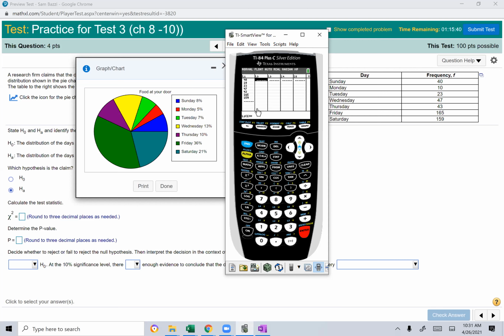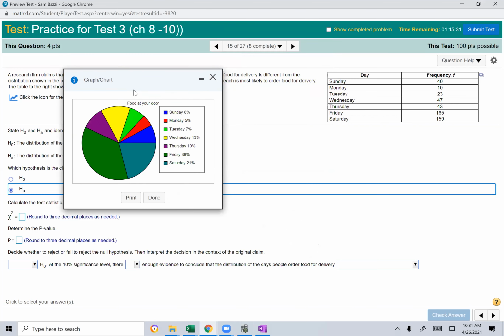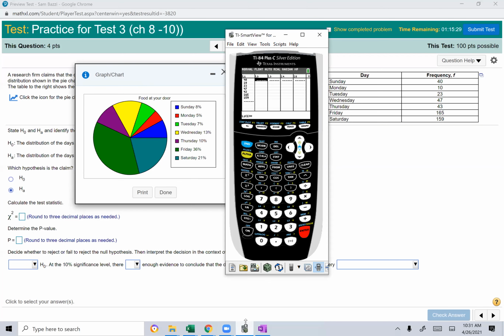Okay, L2 are the expected values. And here's how I taught you to find the expected values. You take each percent and multiply it by the total. The total in this question is 487. So here's how you do it. Watch. 0.08 times 487. No need to round here because you're not doing the work by hand, so that's fine. 5% for Monday, I'm sorry. So 0.05 times 487. 7%, 0.07.